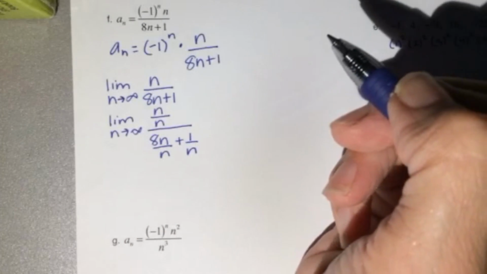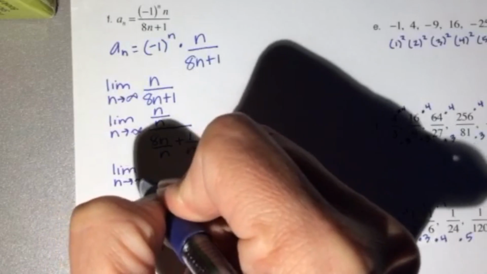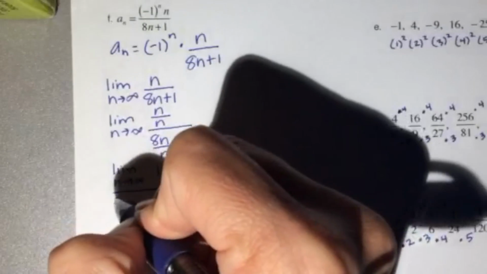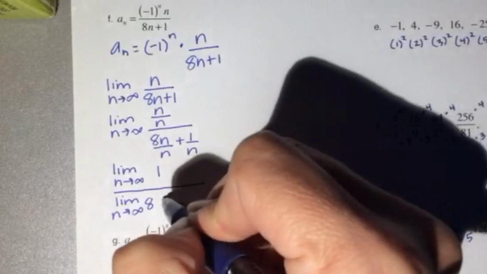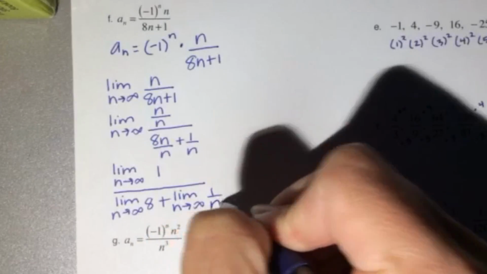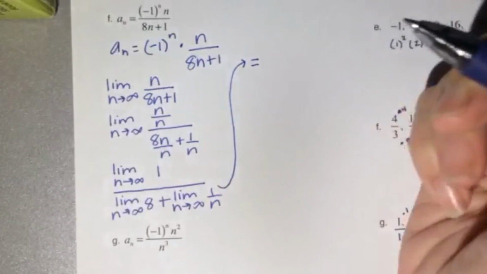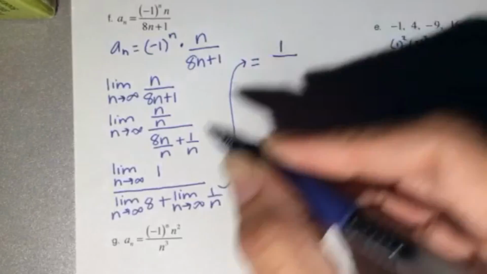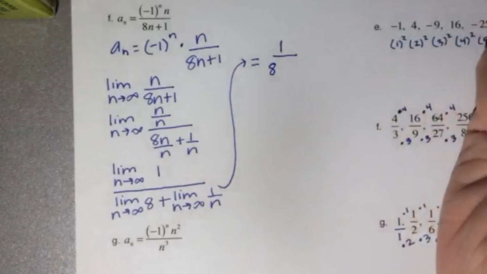And then again, we have to split this up. If you would like to split it up as you're simplifying, that's fine. The limit as n approaches infinity of 1 all over the limit as n approaches infinity of 8 plus the limit as n approaches infinity of 1 over n. So now that we have these broken up into their limits, we can use our limit properties. The limit of a constant is the constant. This limit is also the limit of a constant, so it's going to be that constant of 8.